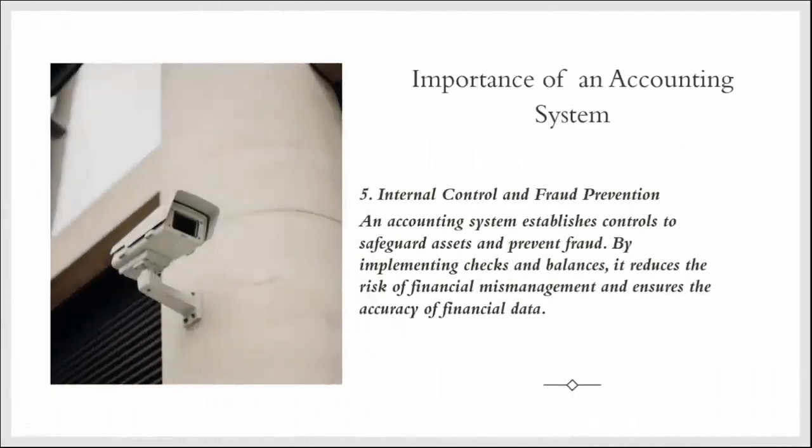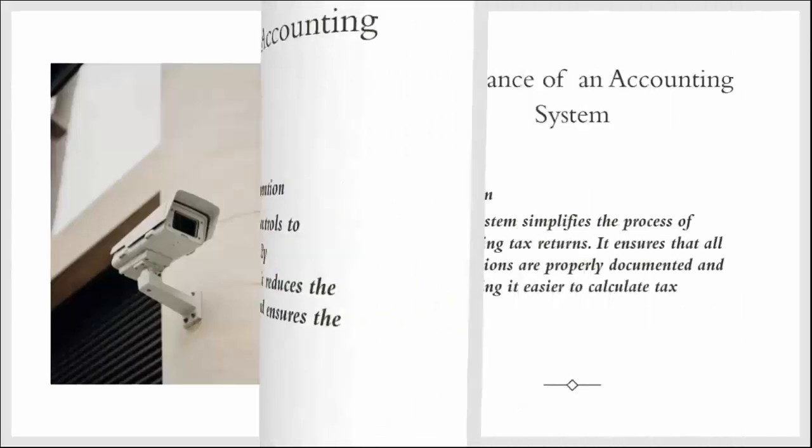5. Internal control and fraud prevention. An accounting system establishes controls to safeguard assets and prevent fraud. By implementing checks and balances, it reduces the risk of financial mismanagement and ensures the accuracy of financial data.